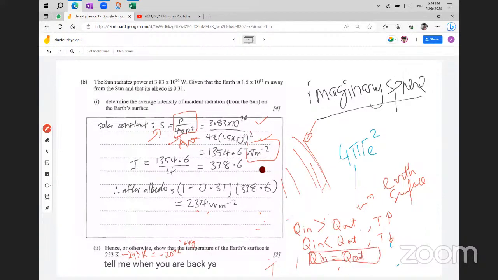Okay. So what is the source of Q in? The sun. Light from the sun. Right. So we will be using the intensity times whatever for the Q in. Now, what is our Q out? I don't know. Right. So think carefully.